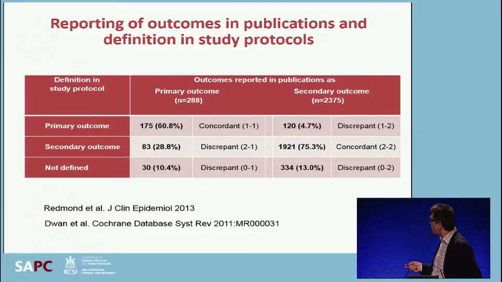And of course, what you should see is that the primary outcome in the study protocol in 100% corresponds to the primary outcome in the publication. But that is not so. As you see, concordant, so primary here and primary here, was observed in only 61%, and in the other 40 or so percent, a primary outcome became a secondary outcome, or a primary outcome was newly defined. It didn't exist in the protocol, but it sort of magically emerged and became a primary outcome in the publication without even having been mentioned in the study protocol.